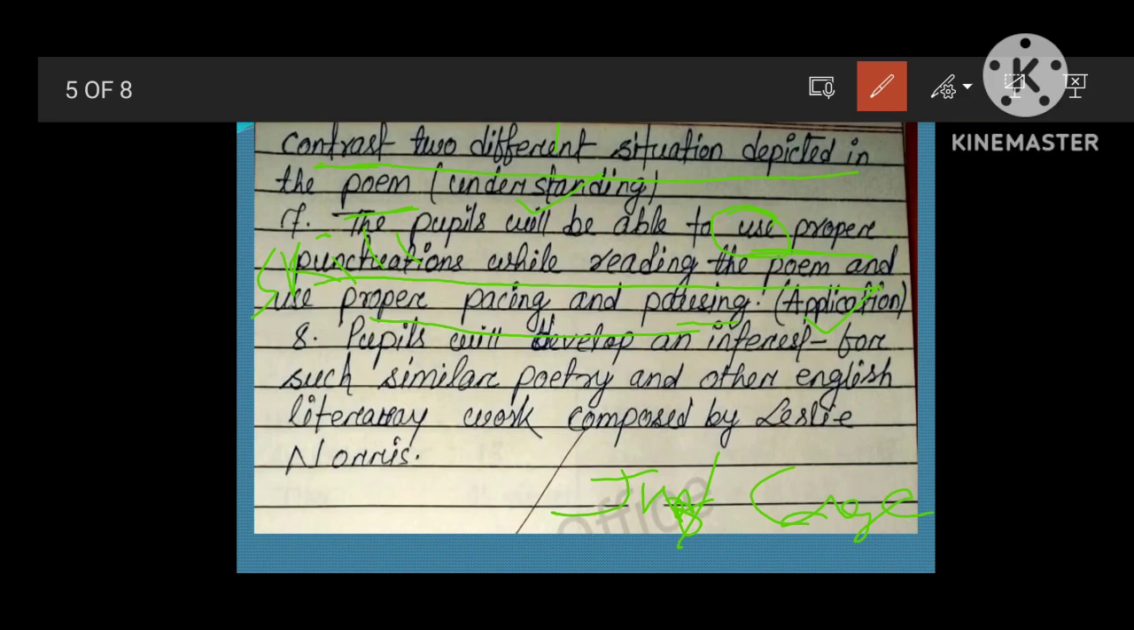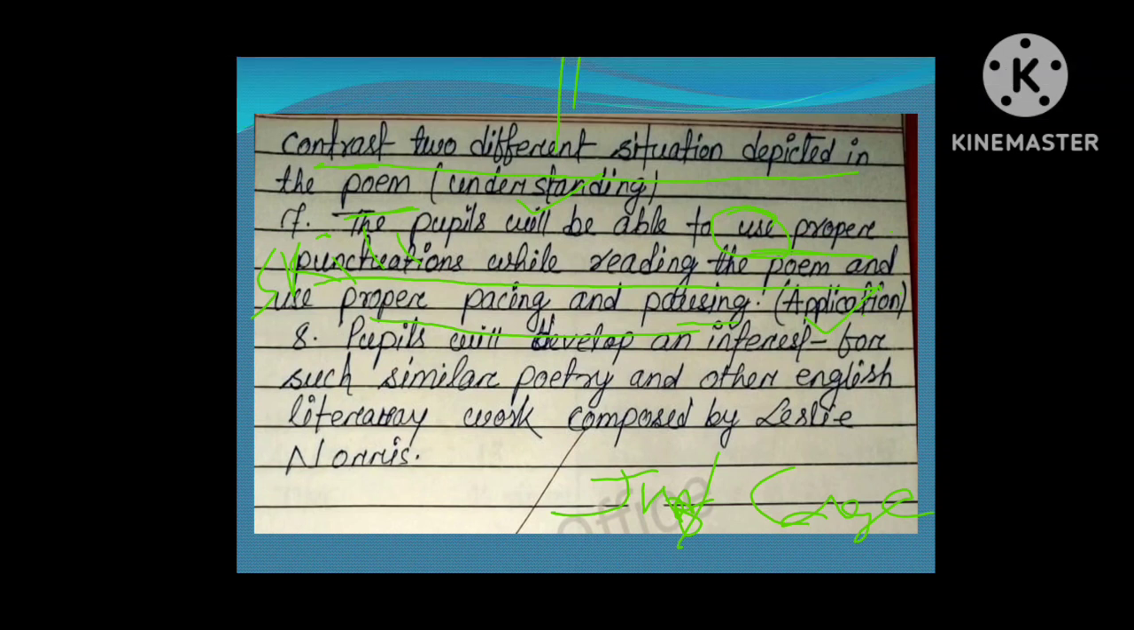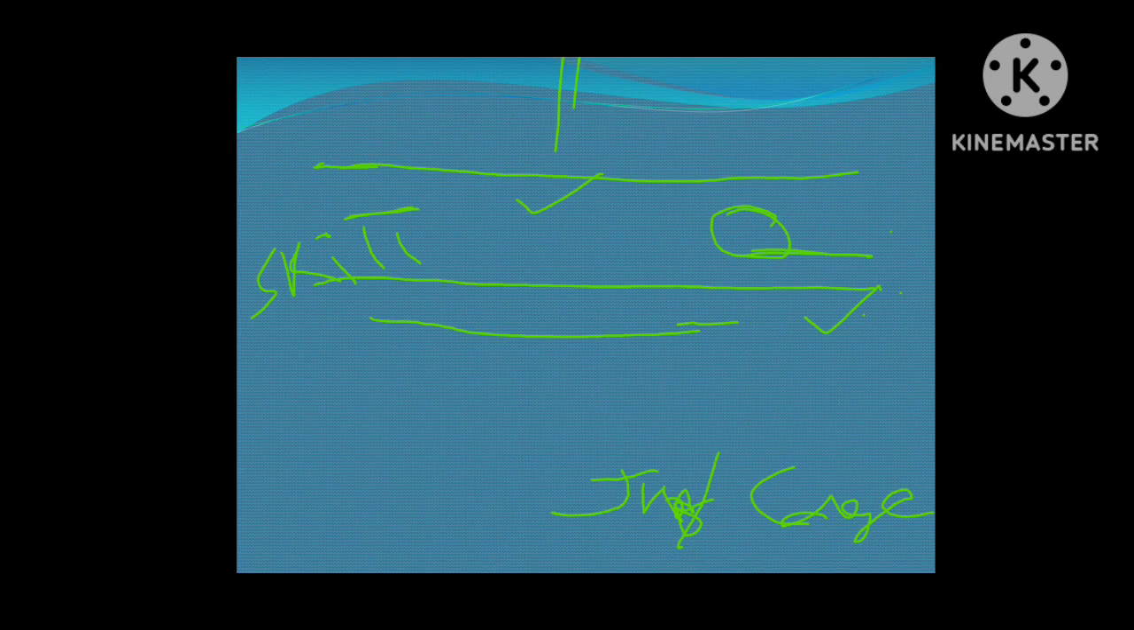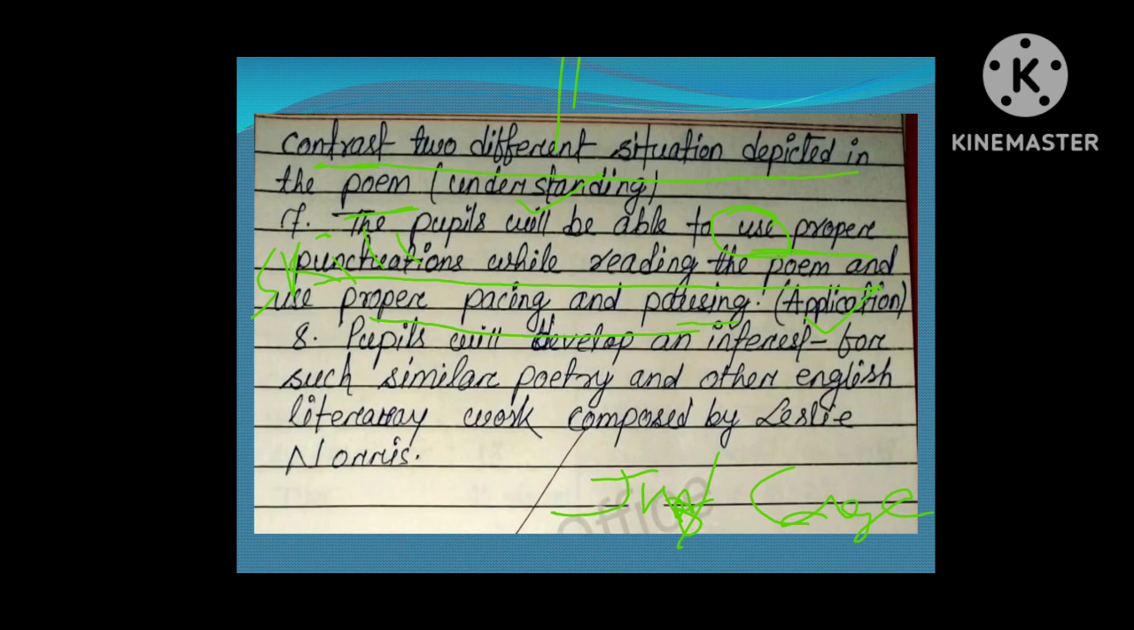The pupils will develop, so see, they will develop what? Develop interest. So interest goes to another domain. What is that domain? That domain is known as the affective domain. This interest is related to his own emotions. When the tiger is moving around in the jungle, his emotion was something different, and when he was in a cage, his emotion was something different.